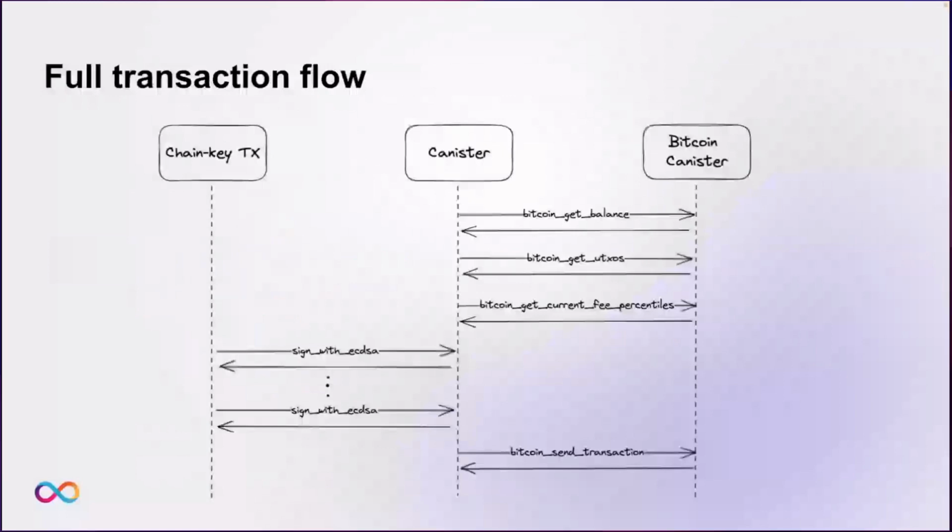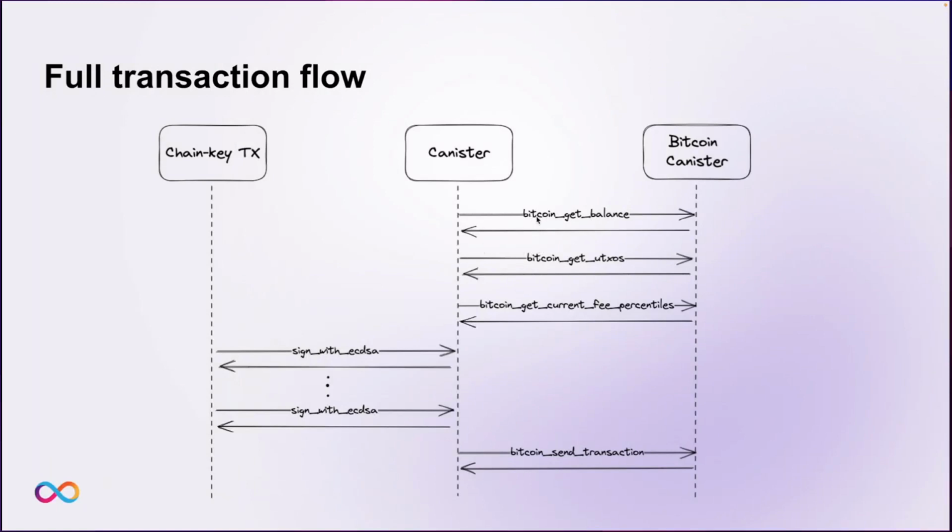So now that we have everything we need, let's look at a full transaction flow. So as we know, both the chain key ECDSA and the Bitcoin API are available through the management canister. So the calls that you see here are actually calls to the management canister. So the first step is that we query the Bitcoin canister for the balance of our own address. So that's that thing here.